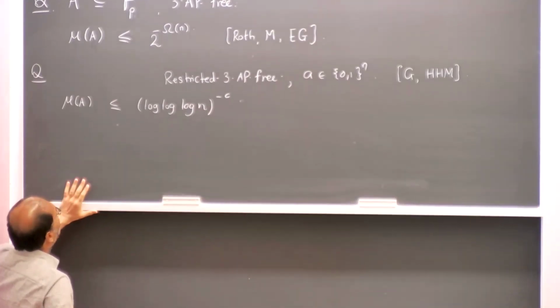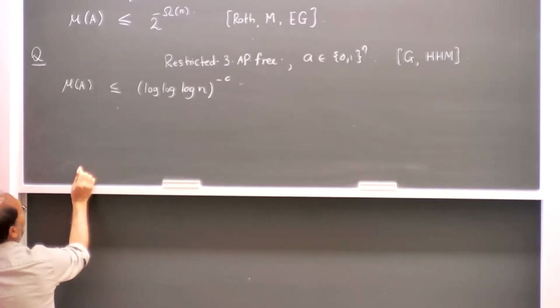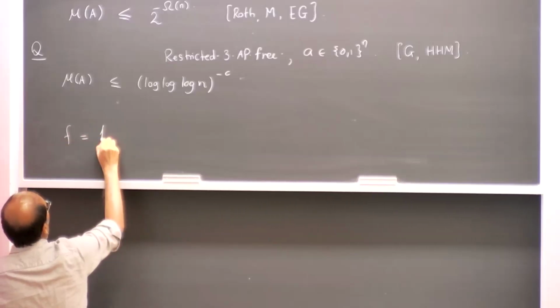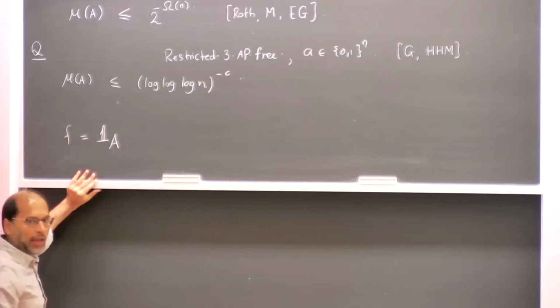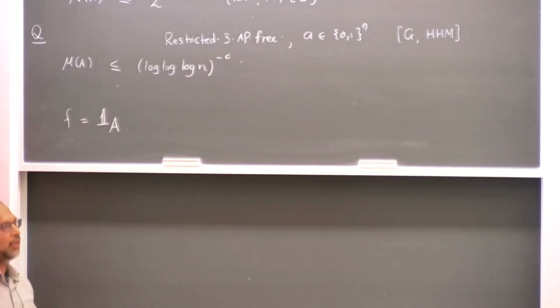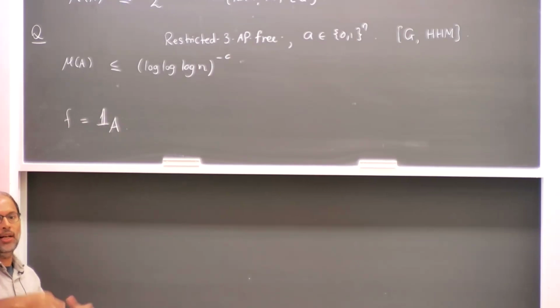Now, let me quickly tell you how such results are proved. At least maybe the first one. So, a natural approach is Fourier analytic. So you let the function f be the indicator of the set A, and try to show that if the set A is large enough, then not only does it contain a 3 AP, in fact, it contains a constant fraction of 3 APs when a 3 AP is chosen at random.